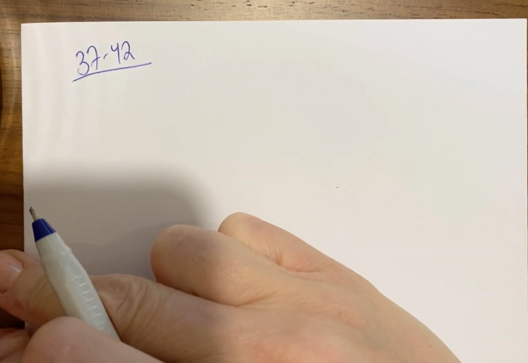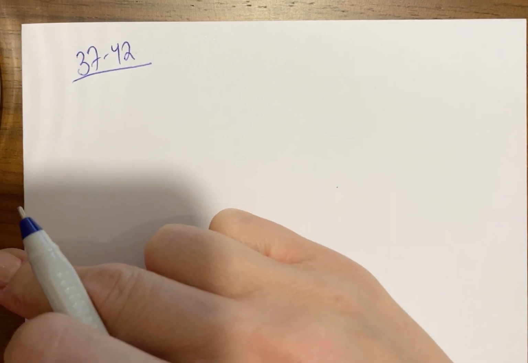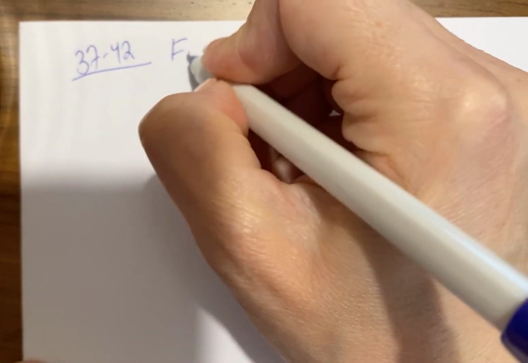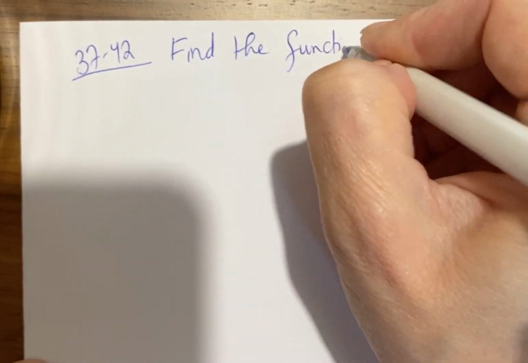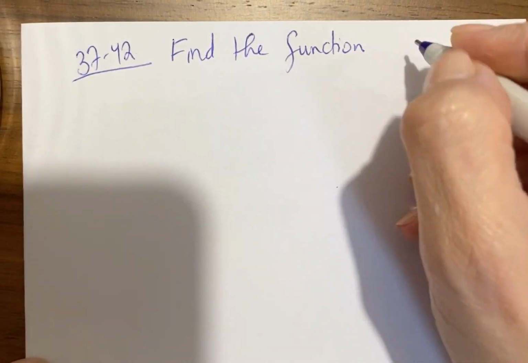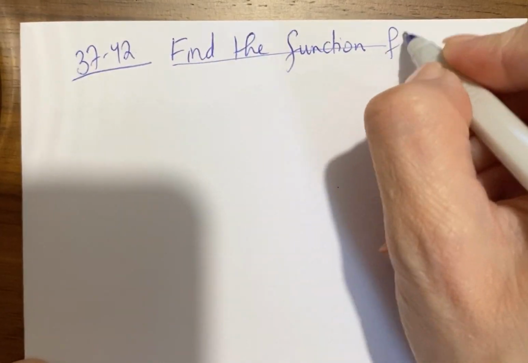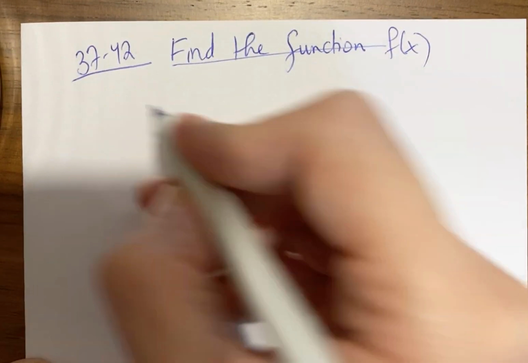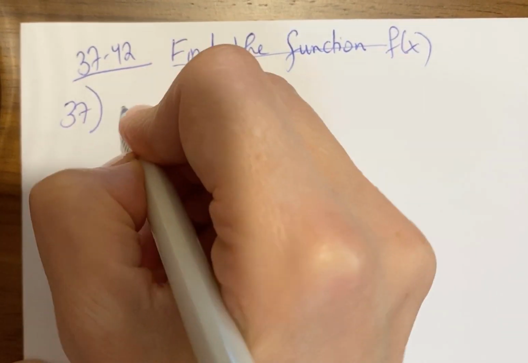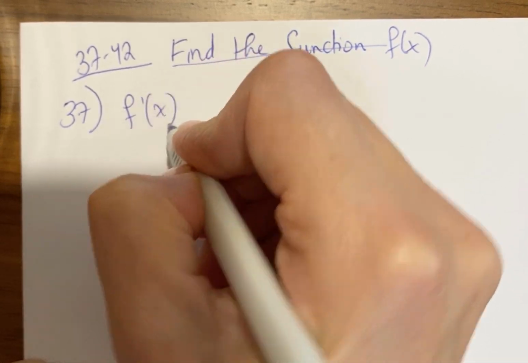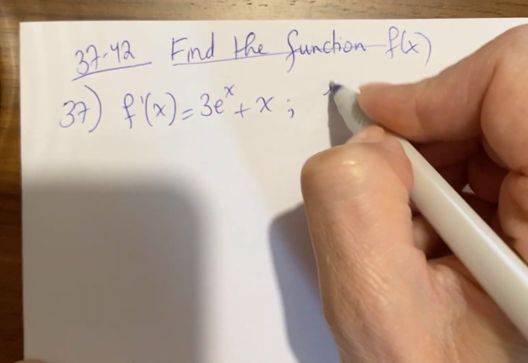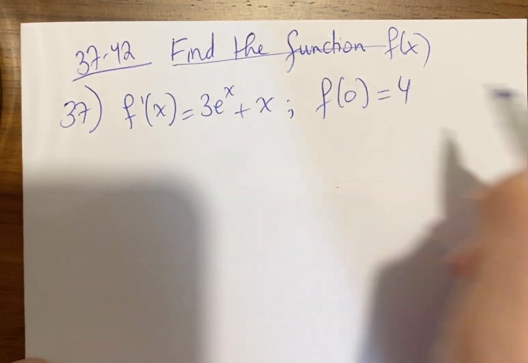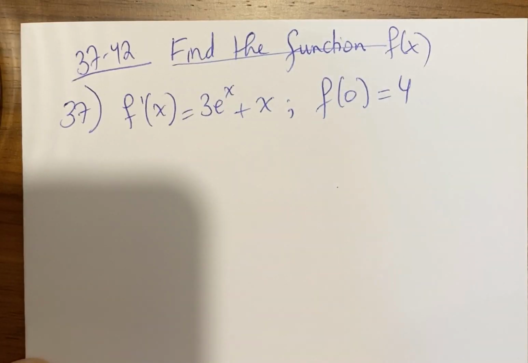See, in the first kind of questions that we were solving, they were just asking to find an antiderivative, and we did. Here, they are saying find the function satisfying the conditions. So we have to find the function f of x with the given conditions. What are the conditions? In number 37, they're saying the derivative of f is 3e^x plus x. On top, they are telling me that f of 0 is equal to 4.